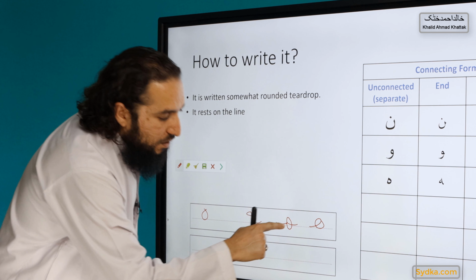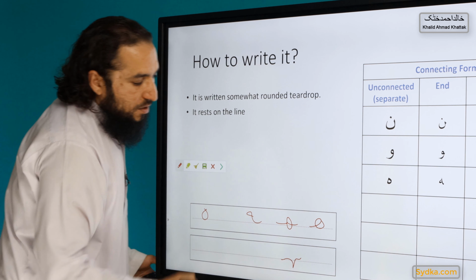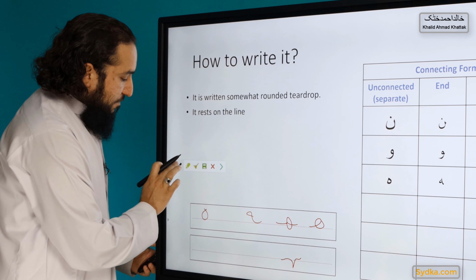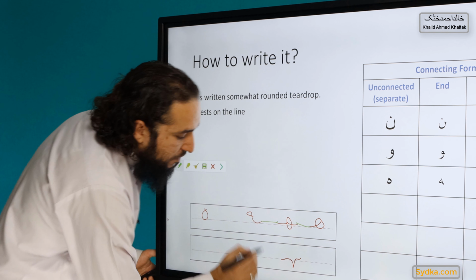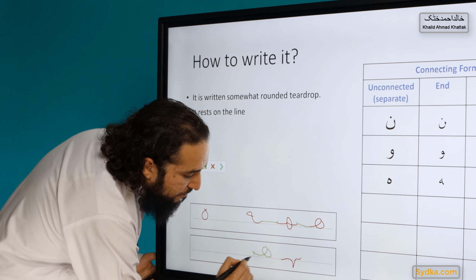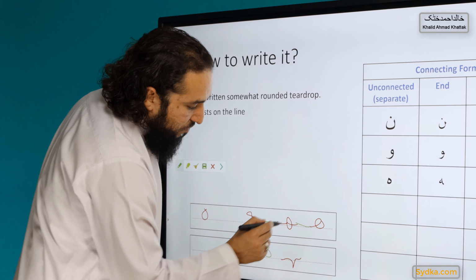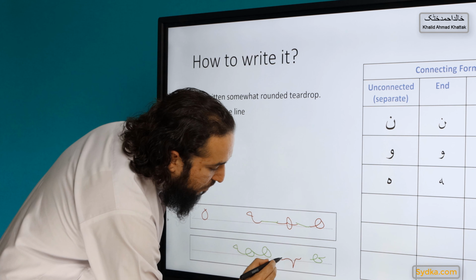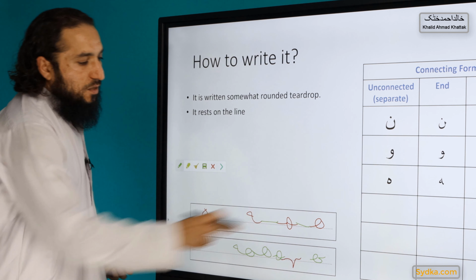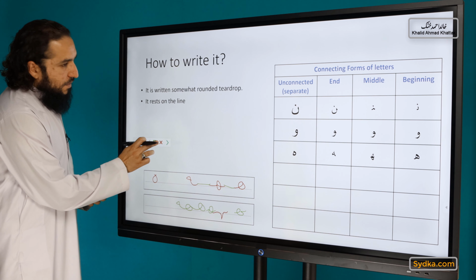Sometimes you see it differently as well. Sometimes in the middle it is written like this. You will see in the Quran sometimes it is written like this as well, okay? So we can connect it, this one here, this one here, and draw it here again. Different forms, okay? So you can write it like this, or we can write it like this. 2 ways of writing in the middle, 3 ways of writing in the middle, okay?